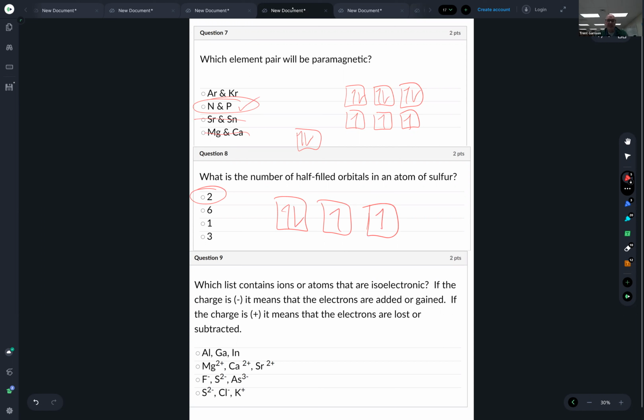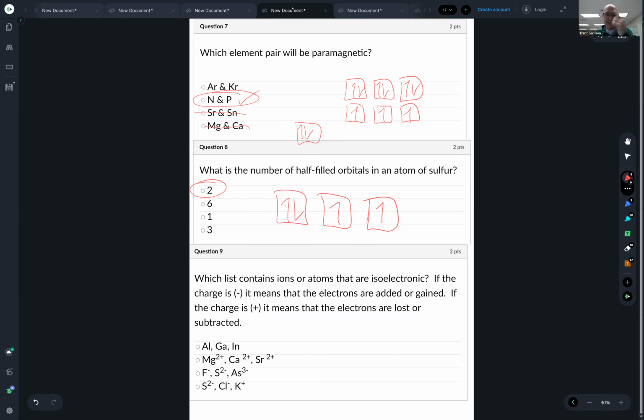Which list contains ions or atoms that are isoelectronic? In other words, that have the same electron configuration, the same number of electrons. So if they are just elements, they will not have the same electrons. They have to have something to do with their charges. If I'm looking at magnesium and calcium, they are on different rows. That's not going to happen.